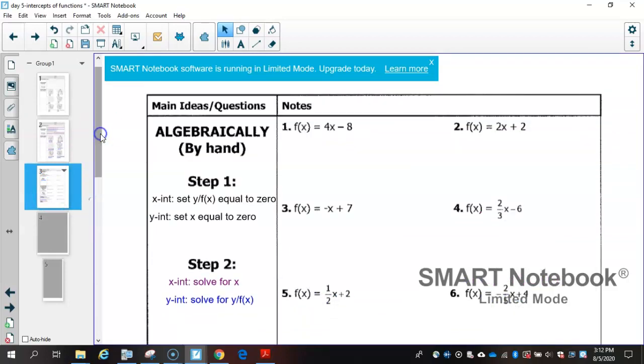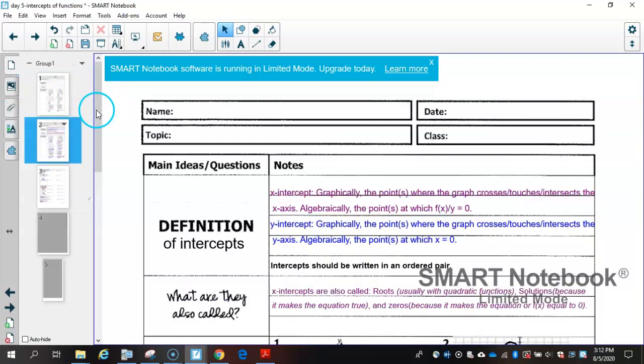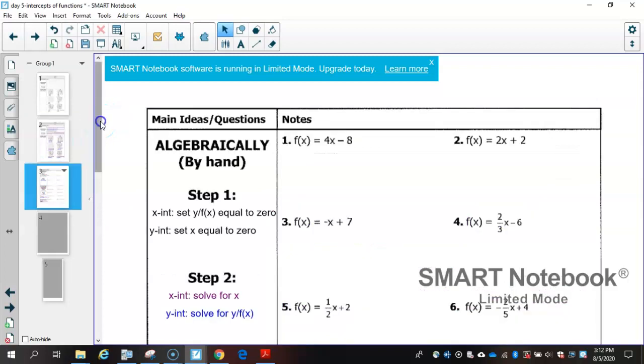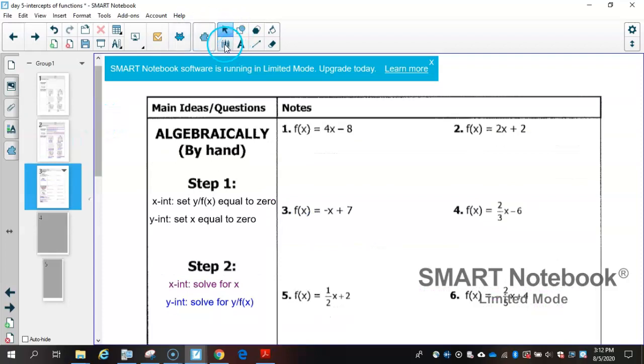Now we're going to do a couple of these by hand. To do this by hand, you have to remember the definition, the algebraic definition, the point at which x equals 0, the point at which f of x or y equals 0. So for number 1, it doesn't really matter which one you do first. I'm going to try and keep this kind of color-coded, so anything in purple is going to be x-intercepts, anything in blue is going to be things for our y-intercept.